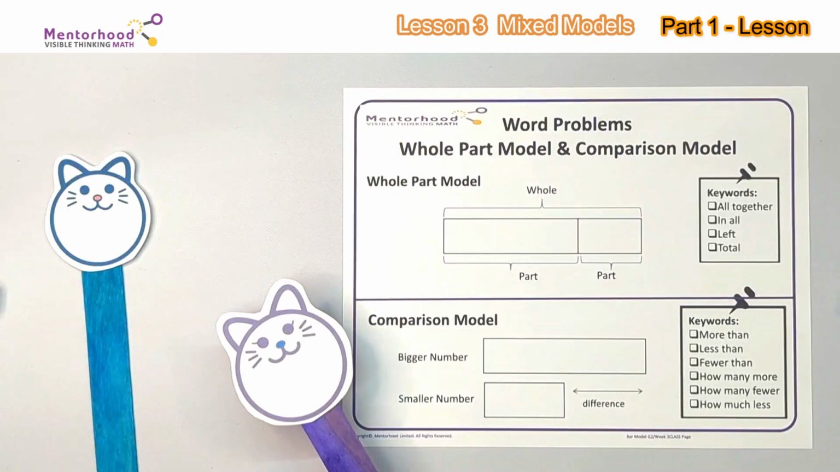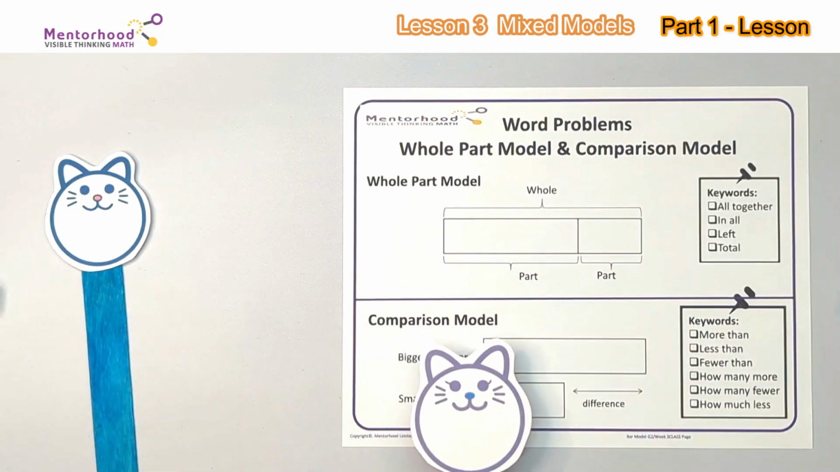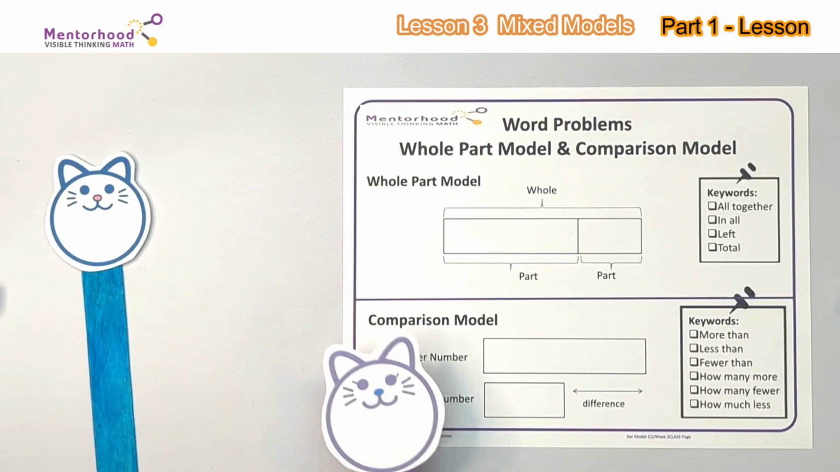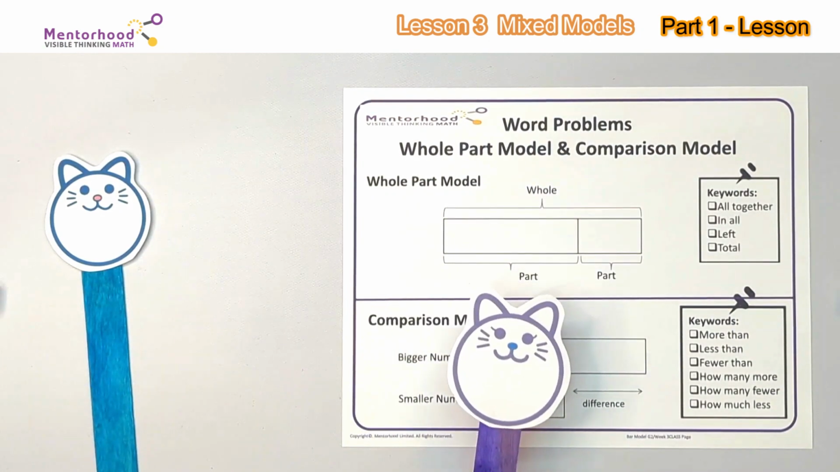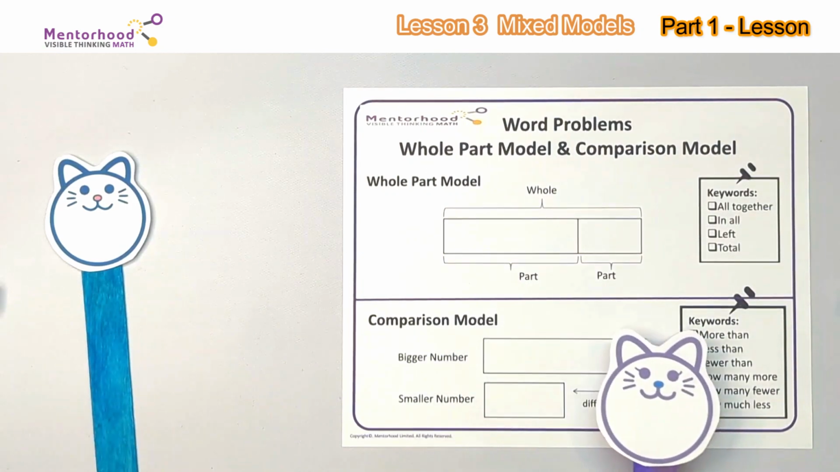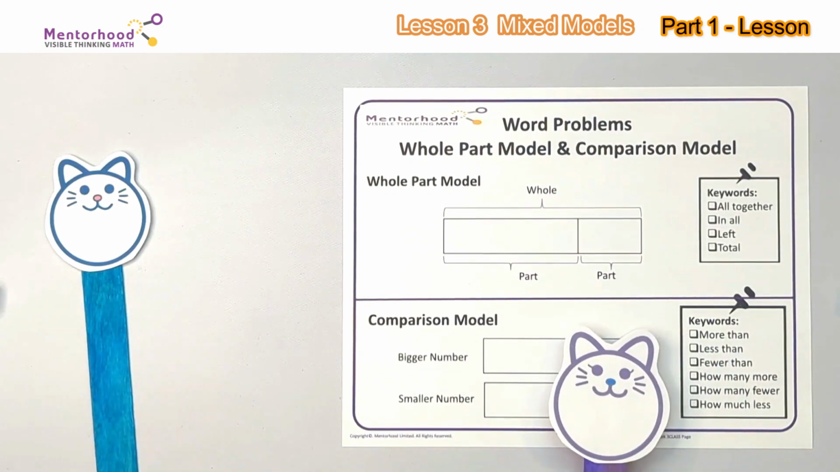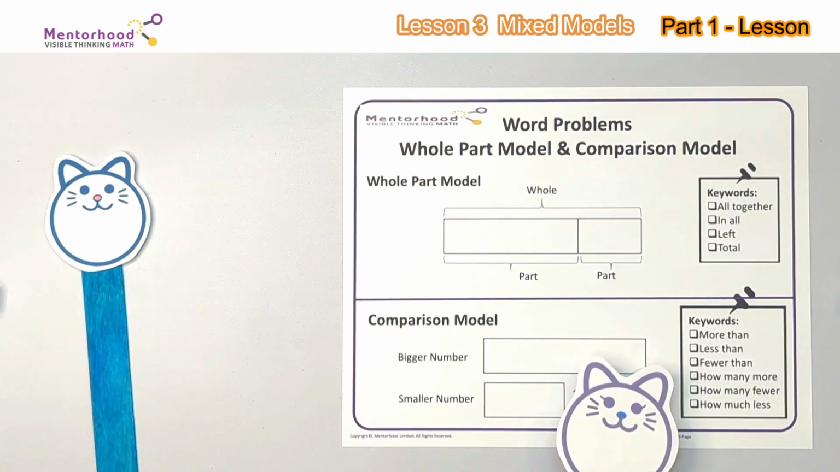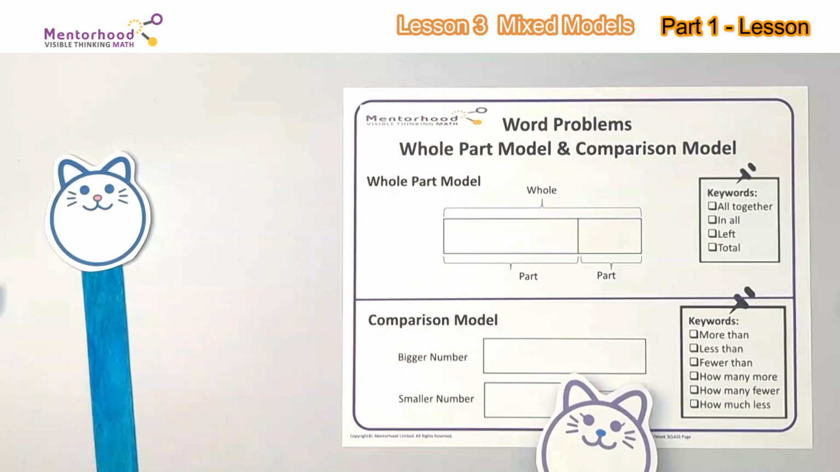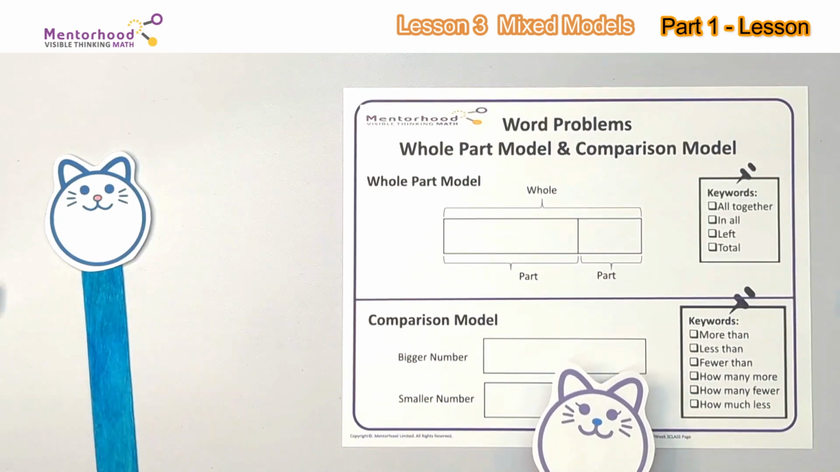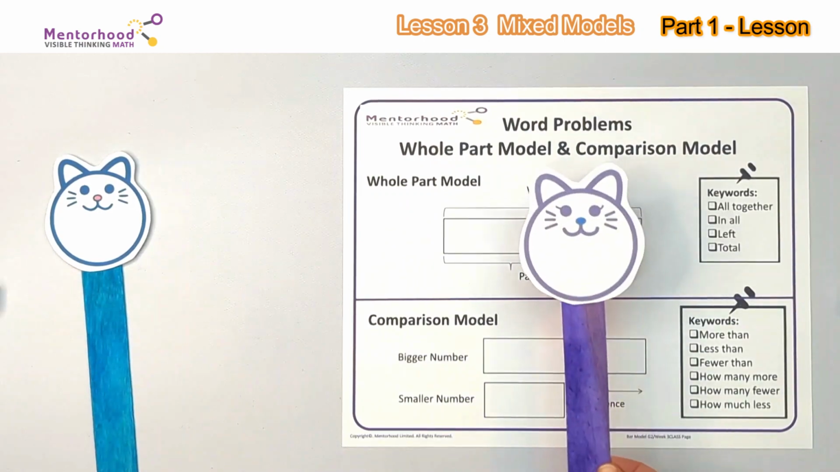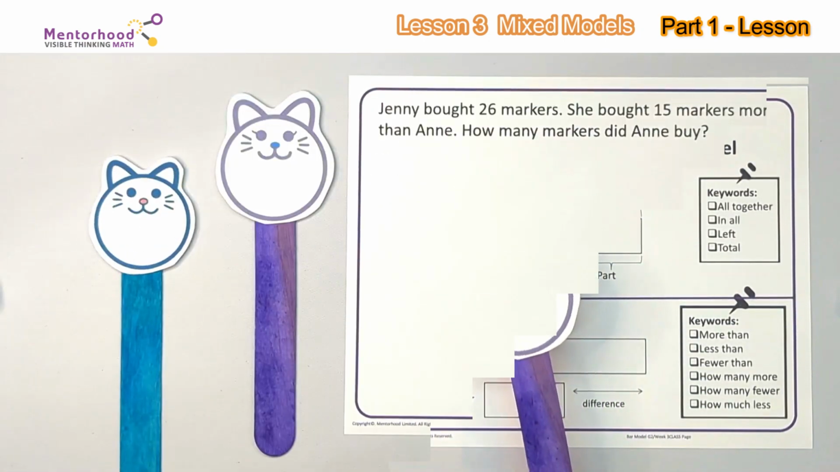With a comparison model, you're dealing with two different subjects. One is a bigger number, and one is a smaller number. And of course, there's a difference between them. You'll hear words like more than, less than, fewer than, how many more, how many fewer, or how much less. Let's take a look at an example, and we can see how these will look in word problems.